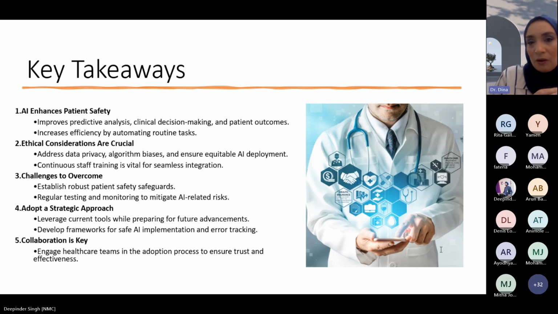Ethical considerations are crucial. Whenever you have a technology, whether it's an EHR or an AI implementation, make sure that you have the right policies: what it can do, what it cannot do, the limitations, and that there is proper validation in place. Challenges need to be overcome. Please establish patient safety safeguarding for the EHR, for the AI solutions, and for any automation.